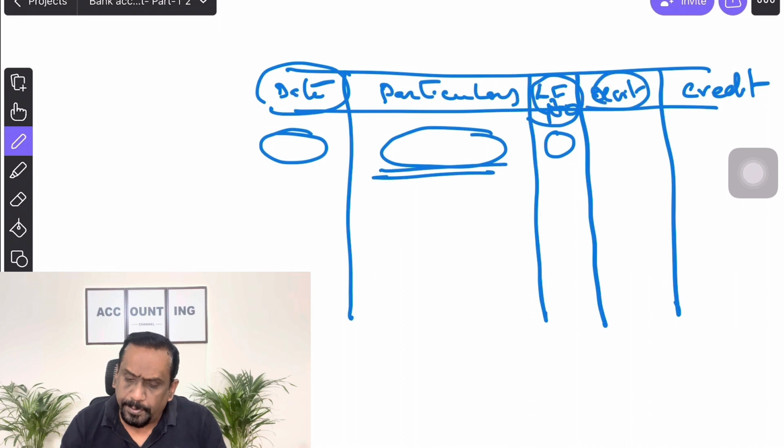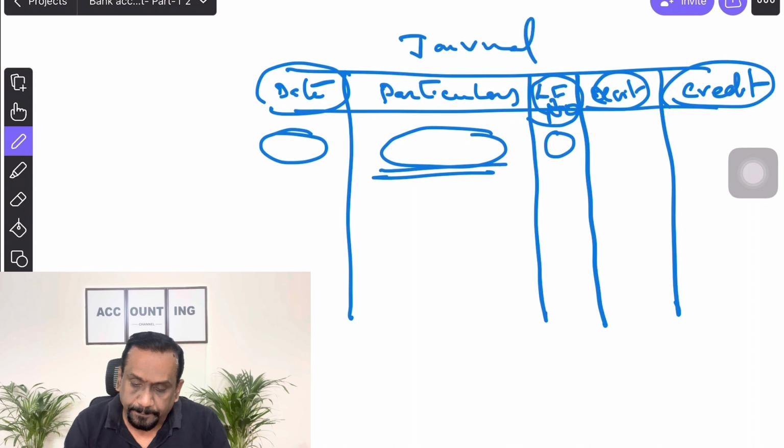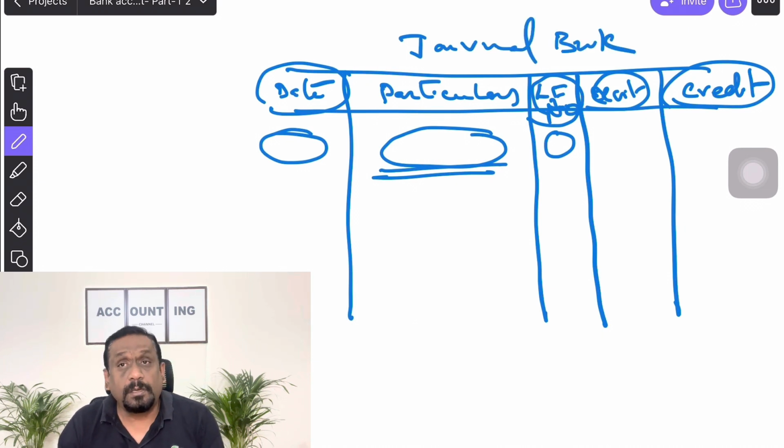And then debit and credit. So this is called journal book. This journal book is also known as primary book. Why is this called primary book? Because the day the transaction has occurred, the same day, immediately the transaction will be recorded in this book. So that is the reason why this book is called Book of Primary Entry or Primary Book. These are the names we call: Book of Primary Entry, Primary Book, Journal Book.